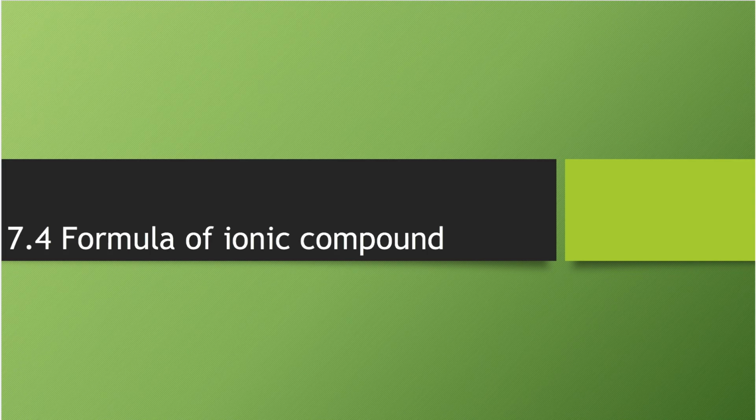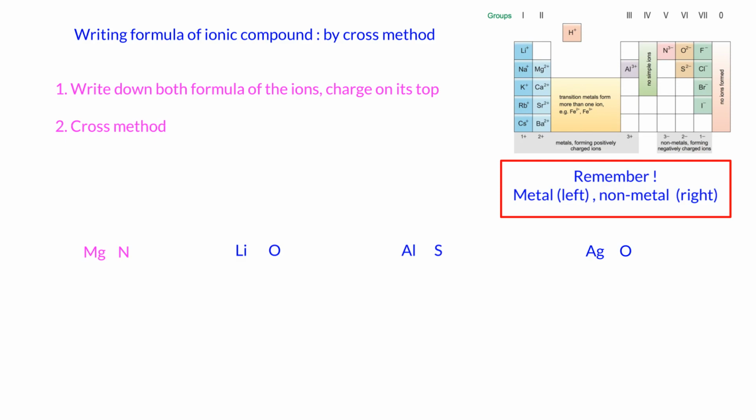In this video we're going to talk about writing the formula of an ionic compound. For writing the formula of an ionic compound, normally we use a method called the cross method. For this cross method, it's very simple. You just need to write down the formulas of both ions, put the charge on top, and then we'll perform the cross method.